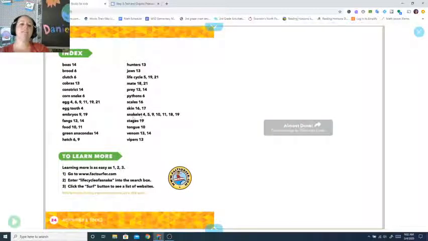Okay, if I need to learn more about snakelets, I would look on pages 4, 5, 9, 10, 11, 18, and 19. It talks a lot about snakelets in this book, right? So I could look at all those. That's what an index does. It helps you see what page each thing is on.